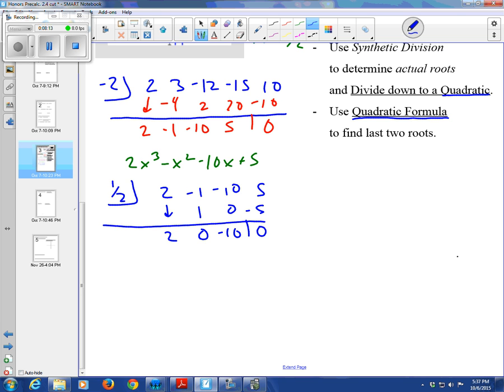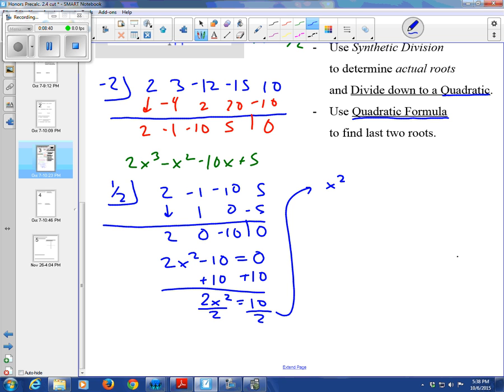When we write our quadratic here, we're going to have 2x squared, and then right here we've got a 0 for our linear term, so that's really just -10. Now at this point, if we're solving for our zeros, we can set this equal to 0, and we don't even need to use the quadratic formula because we can just solve for x directly here. So we'd say +10 and +10. Now we've got 2x squared equals 10. We divide by 2, and right here we've got x squared equals 5. When I take the square root, I get plus or minus the square root of 5.